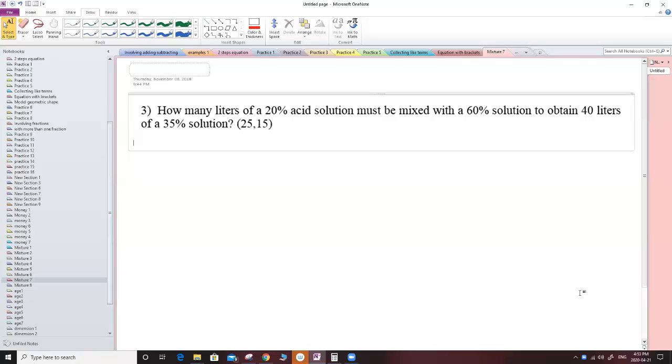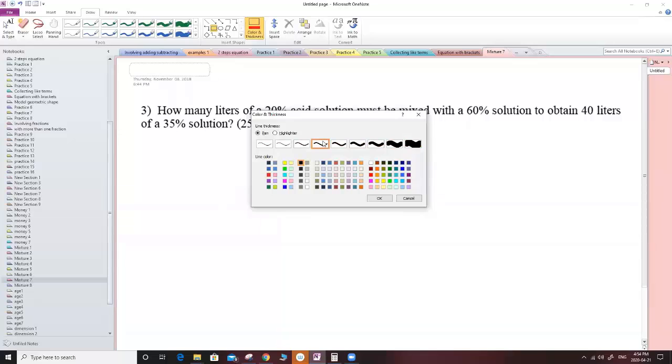Hi, grade 9. This is another type of problem that we can see in word problems. And you can see the scenario is a little bit different than the previous one, but the same idea. How many liters of 20% acid solution must be mixed with a 60% solution to obtain 40 liters of a 35% solution? Exactly what we did before, we can repeat it again.